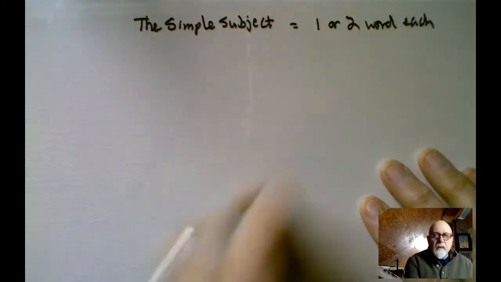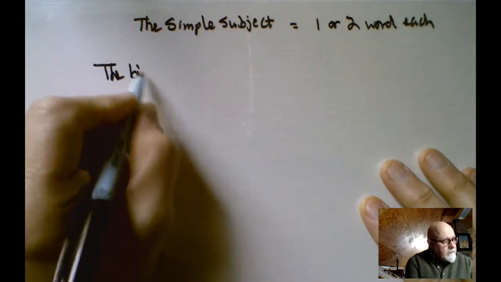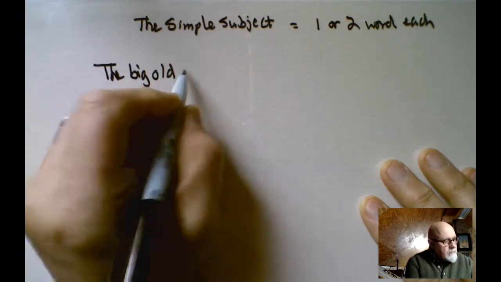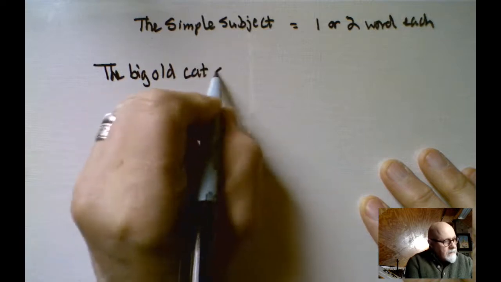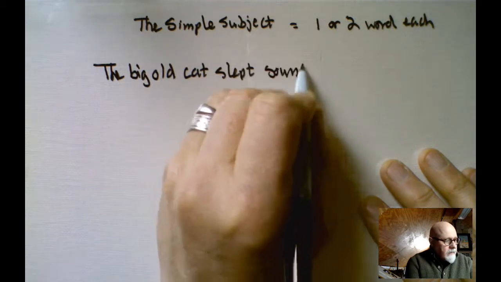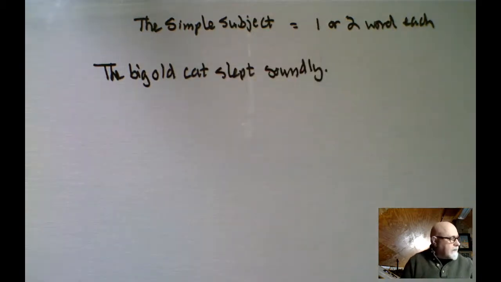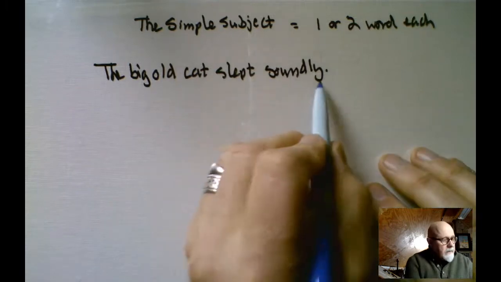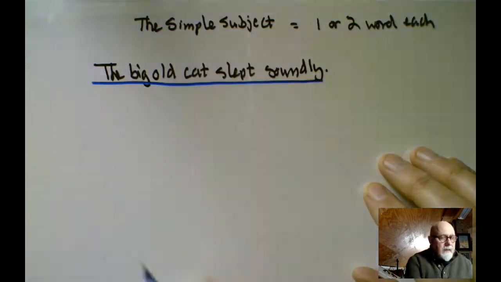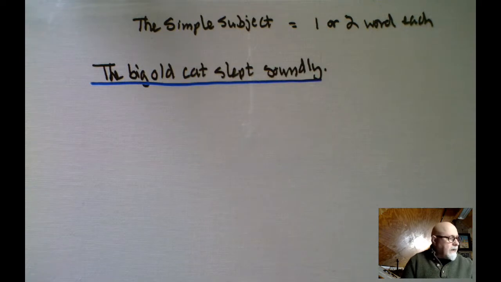Last week we were using the whole sentence. Let me write a sentence. So I'm writing a sentence about a cat. And the big old cat slept soundly. And we will underline the whole thing like we would have before. And we're going to try to identify where to draw that vertical line so we can separate the subject from the predicate. And I want to remind you how we do that.